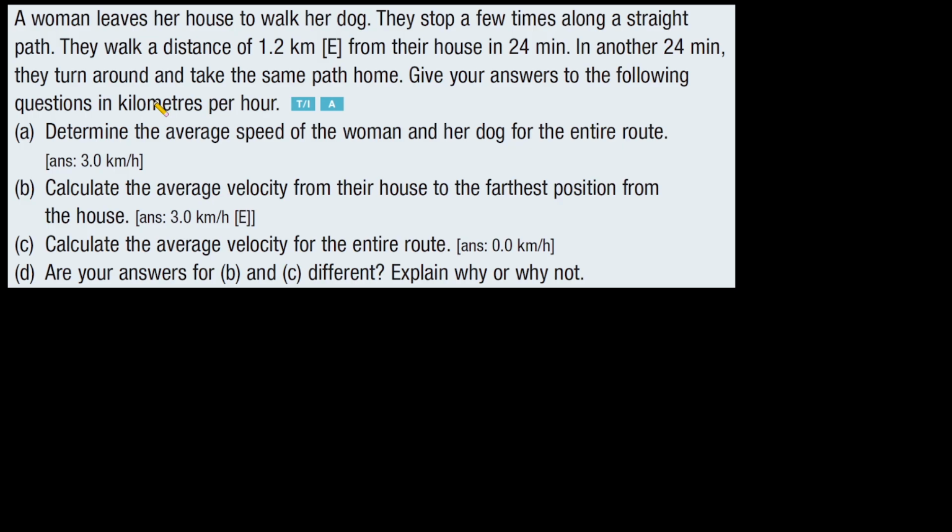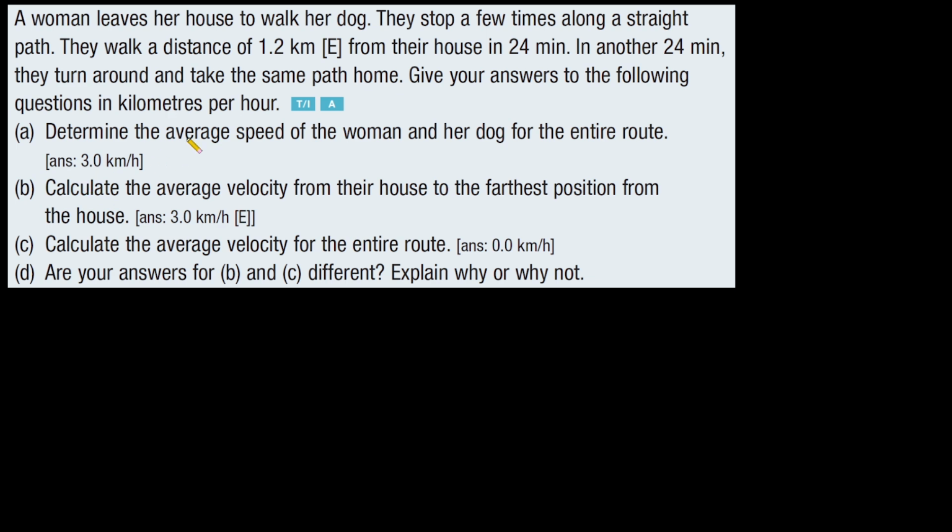Now look at this question. A woman leaves her house to walk her dog. They stop a few times along a straight path. They walk a distance of 1.2 kilometers east from their house in 24 minutes. In another 24 minutes, they turn around and take the same path home. Give your answers to the following questions in kilometers per hour.